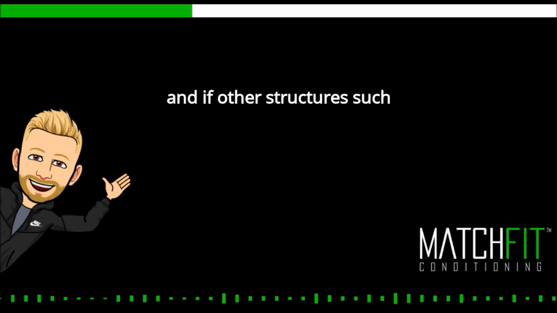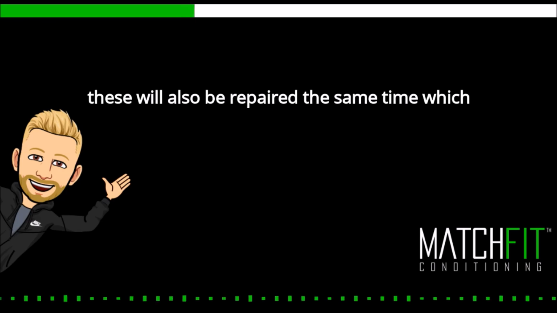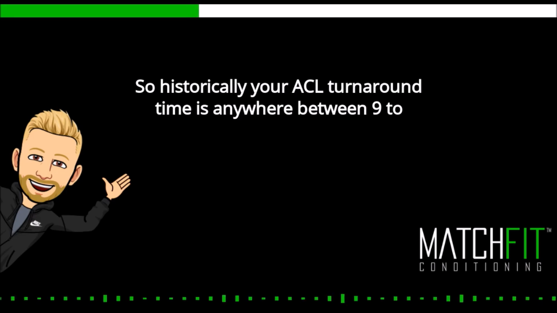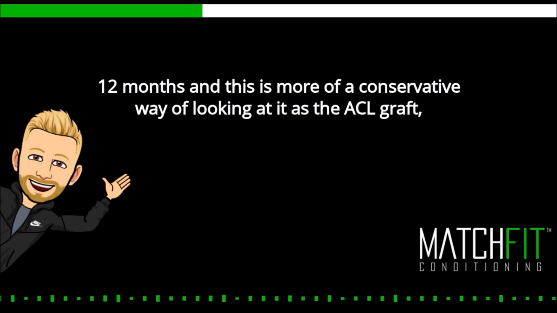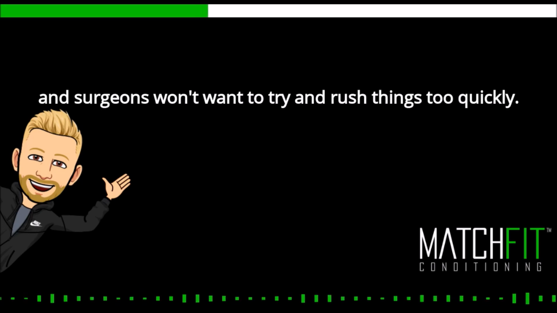And if other structures such as your MCL or meniscus within the knee are also damaged, these will also be repaired at the same time, which may increase the recovery time by a number of weeks or a number of months. So historically, your ACL turnaround time is anywhere between 9 to 12 months. And this is more of a conservative way of looking at it, as the ACL graft, which I'll explain to you now, generally takes about 10 months to fully mature, and surgeons won't want to try and rush things too quickly.